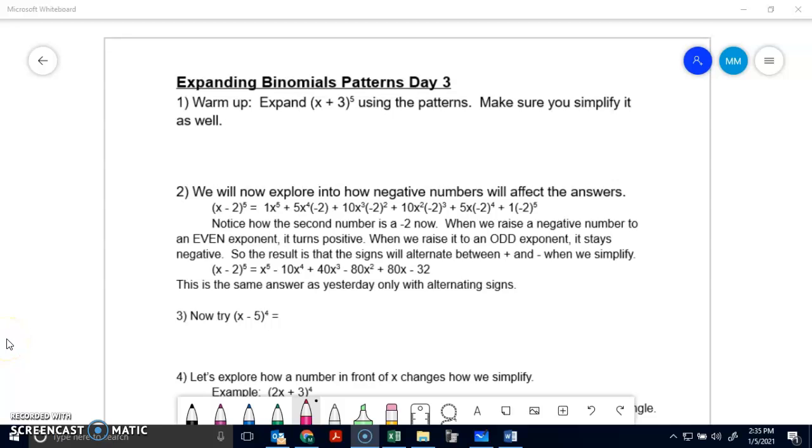This is a video for Wednesday's lesson, January 6th. And we are taking a look at expanding binomials still, day 3. We're going to add a few elements here. First, we're going to start with a warm-up in class. So if you are doing this and you did not attend class, then do this problem real quick. Pause, do the problem, and then unpause, and you can see the answer.